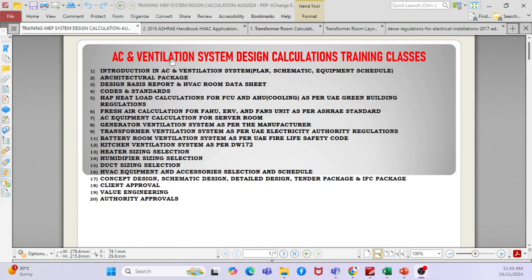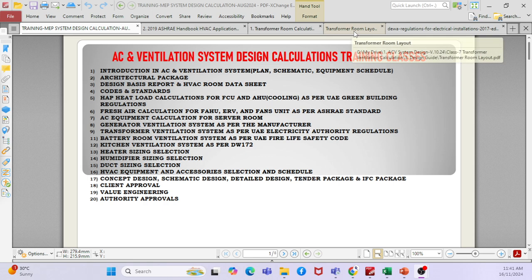Okay, in this AC training, so far we have seen the architectural package, the codes and standards, the HAP calculation for the various rooms, the fresh air calculation, and the generator ventilation. Today we will talk about transformer ventilation, right?